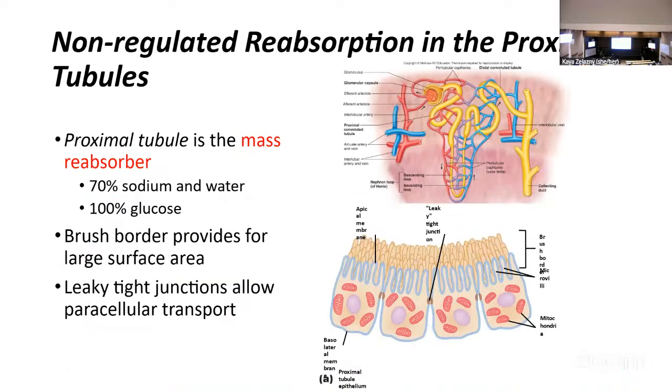So in the proximal tubule, lots and lots of reabsorption happening. 70% of the sodium and the water that you're going to be reabsorbing is going to get reabsorbed here in the proximal tubule. Okay? And 100% of the glucose that you're reabsorbing is getting reabsorbed here at the proximal tubule. So we're doing most of our reabsorption here, but we will see some more reabsorption later on for some of that sodium, for some of that water.